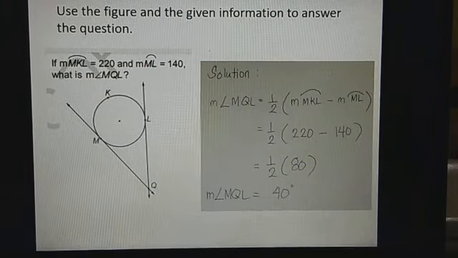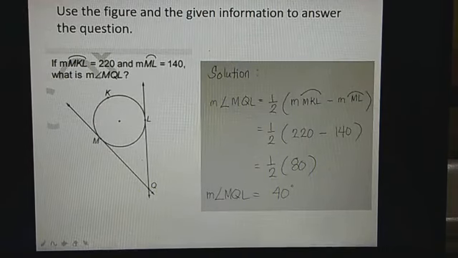So, tingnan muna natin yung mga given dun sa figure. Arc MKL. So, this is arc MKL. So, sabi dyan, if this is equal to 220 degrees, that arc. And another arc, we have arc ML. So, this is the arc. Its measure is 140 degrees. What is the measure of angle MQL? So, the angle is this MQL.